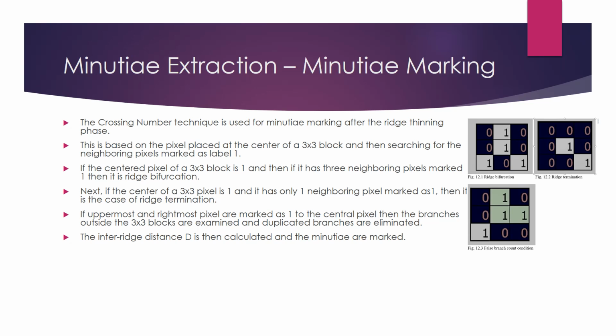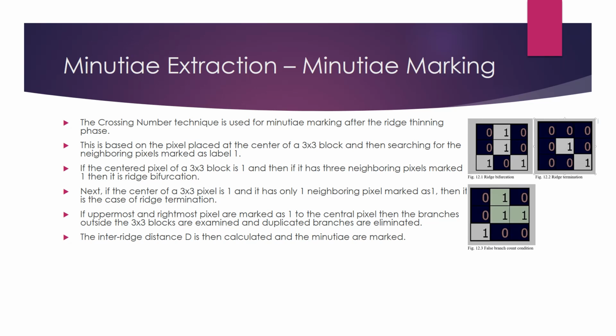Next stage is the minutiae marking. The crossing number technique is used for minutiae marking of the ridge thinning phase. This is based on the pixel placed at the center of a 3x3 block and then searching for the neighboring pixels marked as label 1. If the centered pixel of a 3x3 block is 1 and it has 3 neighboring pixels marked 1, as shown in figure 12.1, then it is a case of ridge bifurcation.